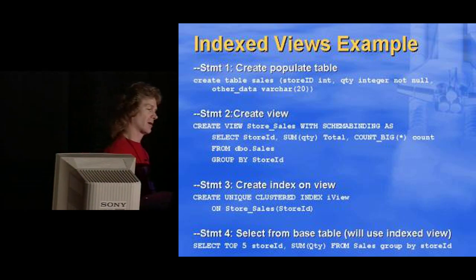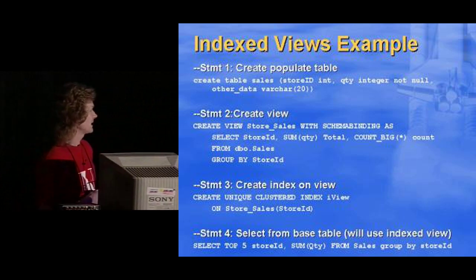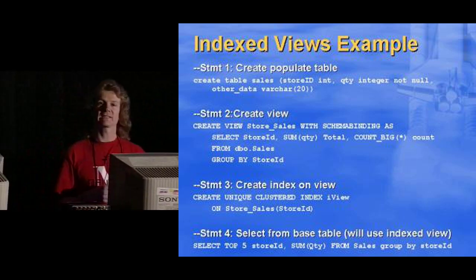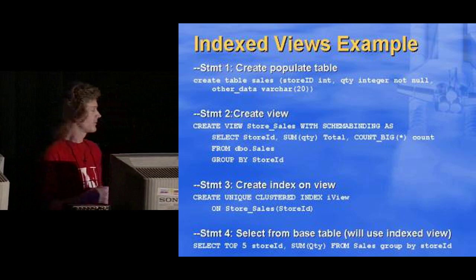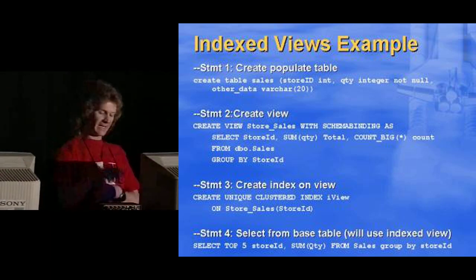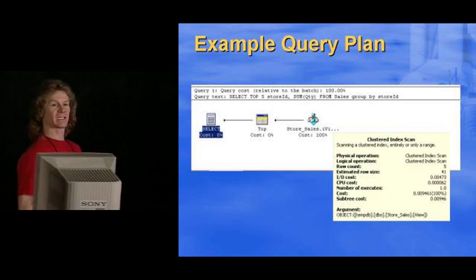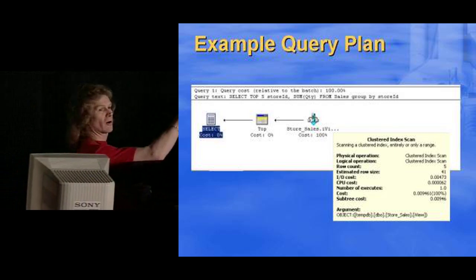So here's where it pays off. You see the select on the bottom? Select top 5 from store ID, some group. The optimizer says, wait a second, I've seen that before. And even though, if you look at that, you see that that query is against the base table, it gets redirected against the indexed view. Here's the plan that actually gets executed. So I did a query against the base table.